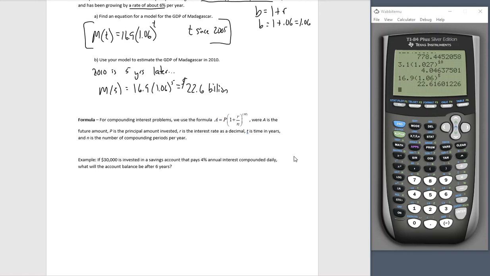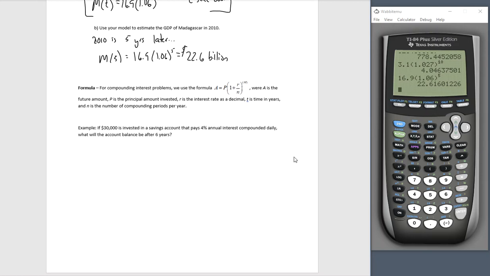Okay, keep going. For compounding interest problems, we're going to use the formula A equals P times, parentheses, 1 plus R over N, to the NT. A is the future amount. P is the principal amount invested. R is the interest rate as a decimal. T is always time in years. And N is the number of compounding periods per year.